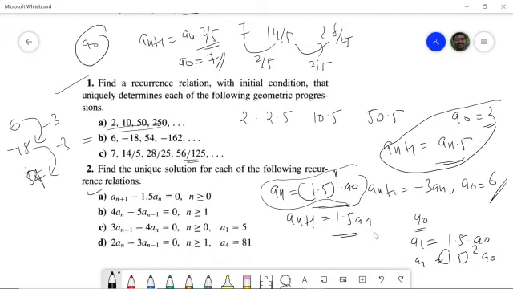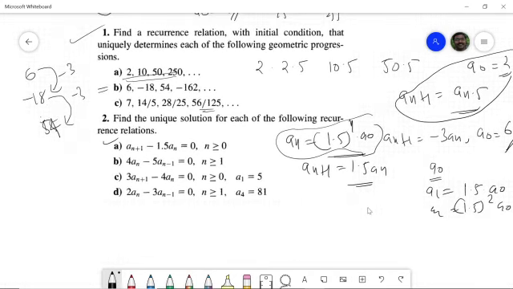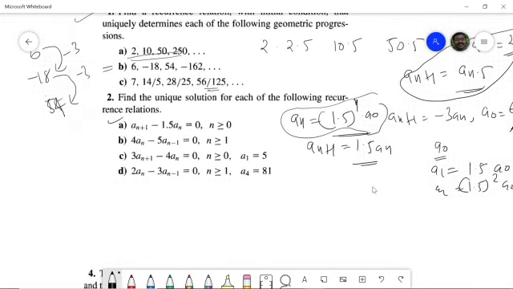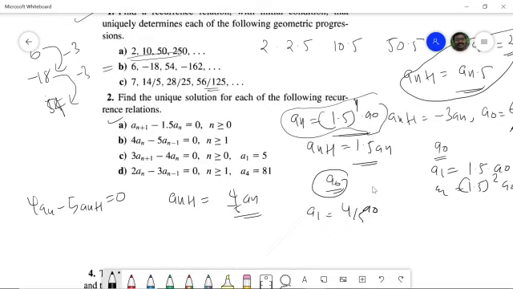Let us look at the second problem here again. Here it is given 4an minus 5an plus 1 is equal to 0. So you can write this as an plus 1 is equal to 4 by 5 an. Suppose a0 is there, the first term a1 would be simply 4 by 5 a0, the second term would be 4 by 5 into a1, so it is basically 4 by 5 squared into a0. So the general term an would be 4 by 5 raised to n into a naught.